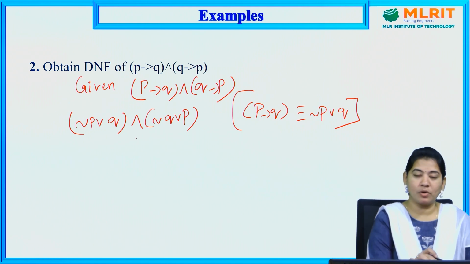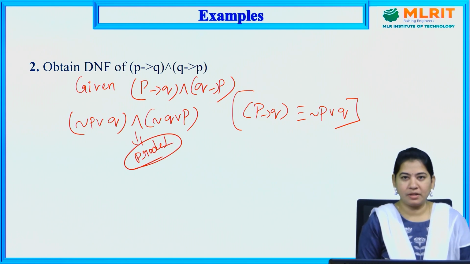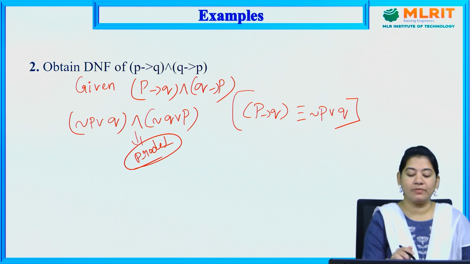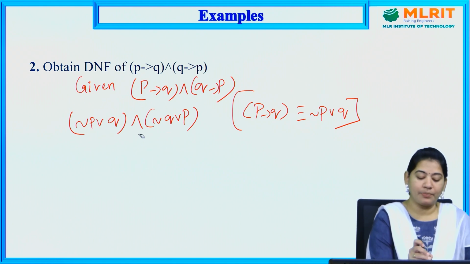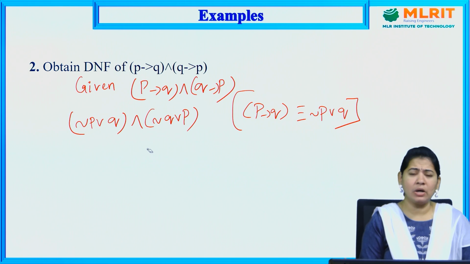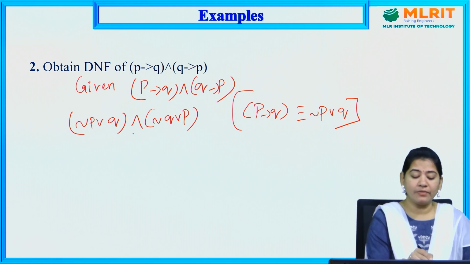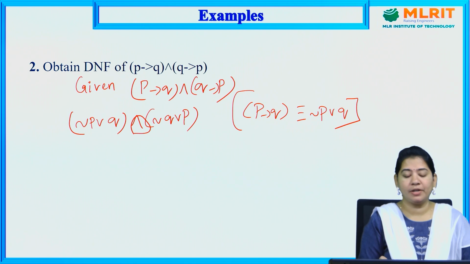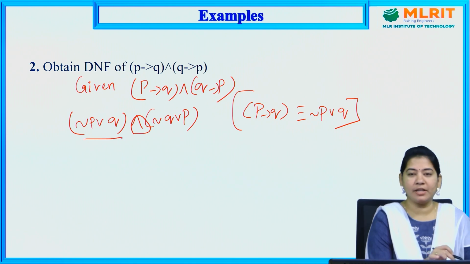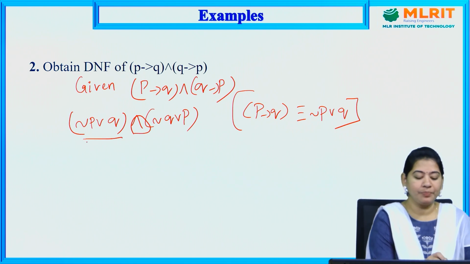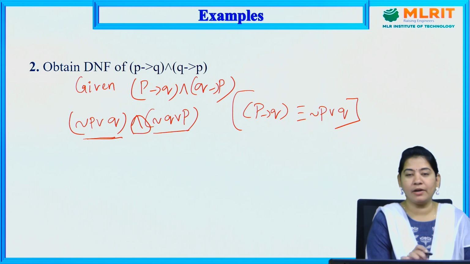Next, if you observe this, it is not in the form of DNF, meaning sum of elementary products. This is not a sum, this is a product. By this we can decide that this is not a DNF. Then it is necessary to convert this formula again into sum of elementary products. How can we convert this into DNF? I have 4 variables: 2 variables here and 2 variables here.